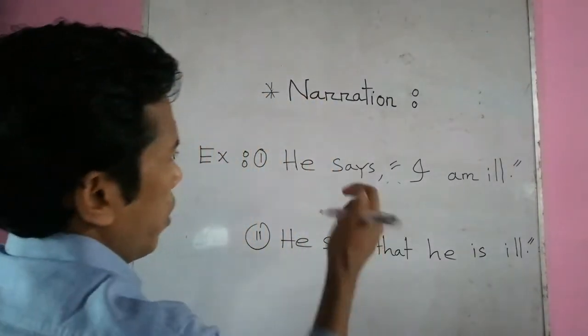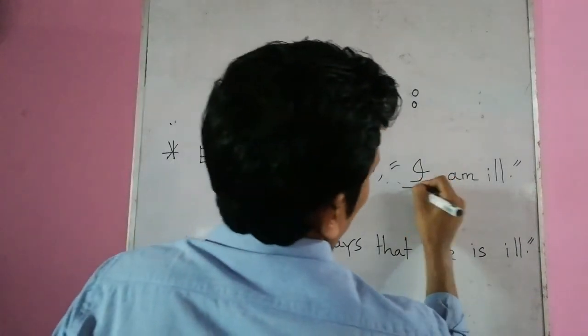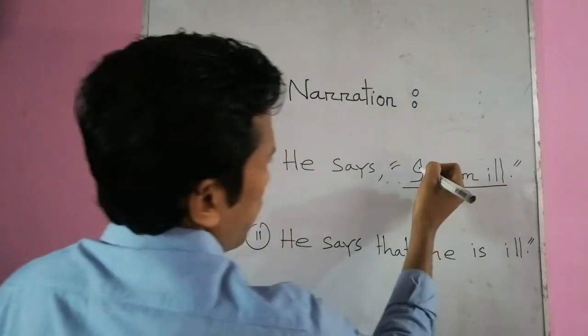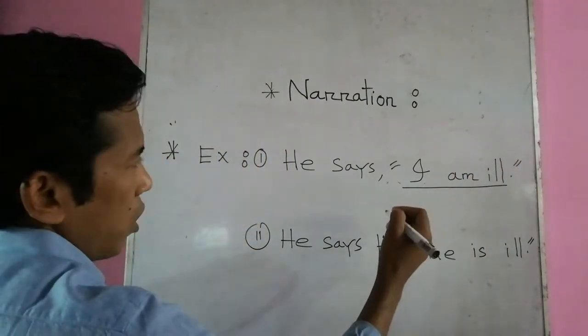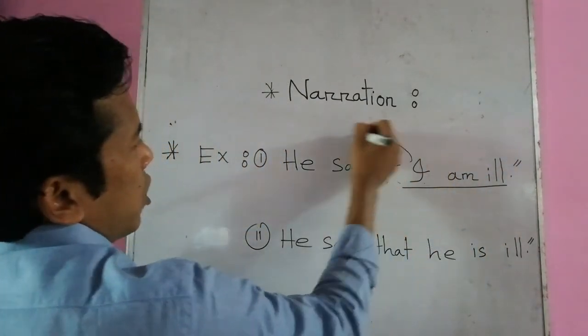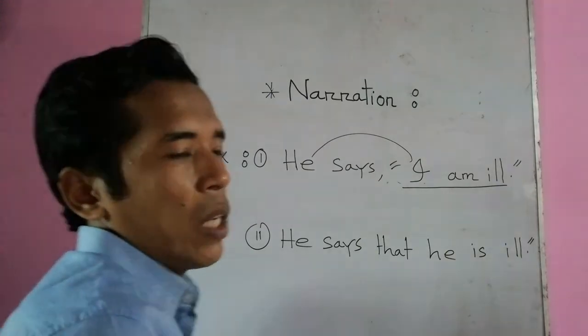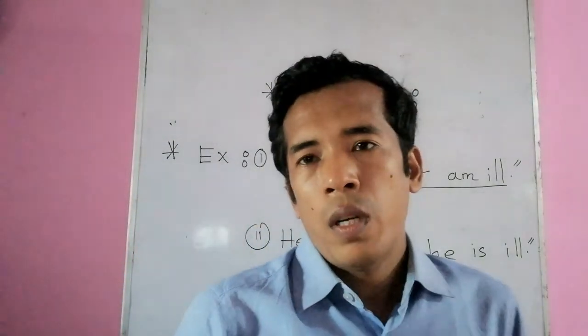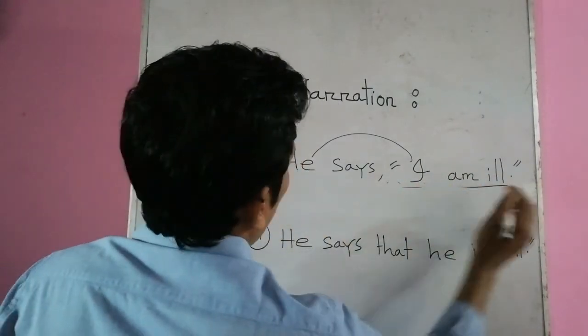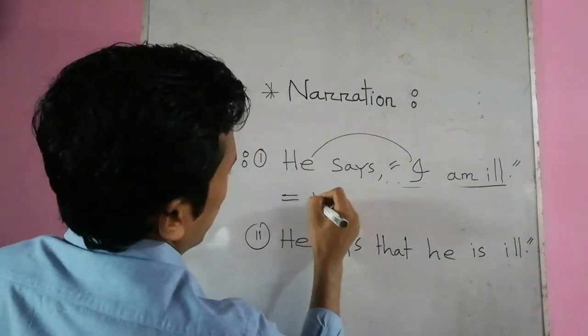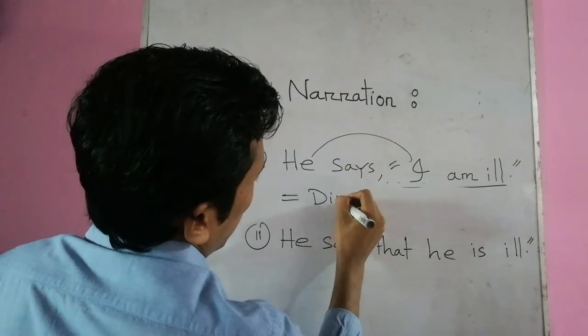Let's go to the example. He says, I am ill. That means I am ill is the speech of the speaker or the narrator, and that's why we call this example direct speech.